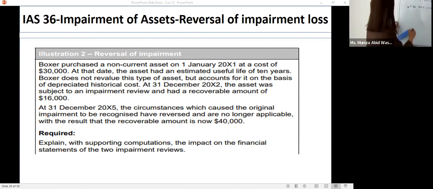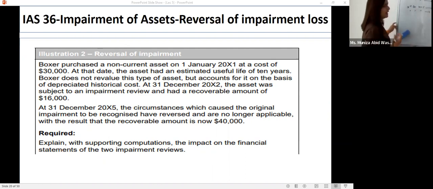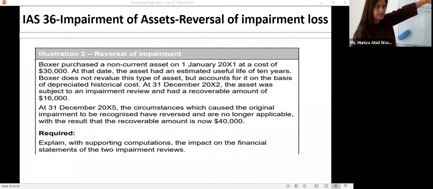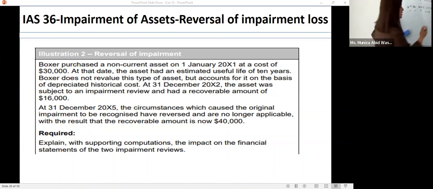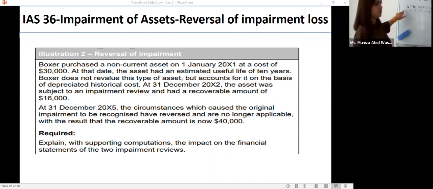So carrying value at 31st December 2005, we have to calculate in order to see whether impairment is there or not. So carrying value at 31st December 2005 would be how much? At which amount we are going to take the depreciation from this date onwards? From 16,000, is it? That is the treatment after the first impairment. So 16,000 minus accumulated depreciation up till 31st December 2005. So from 2002 to 2005, we have to take the depreciation on 16,000.